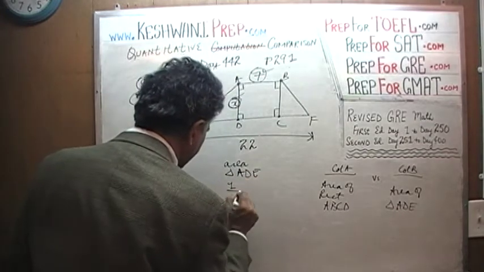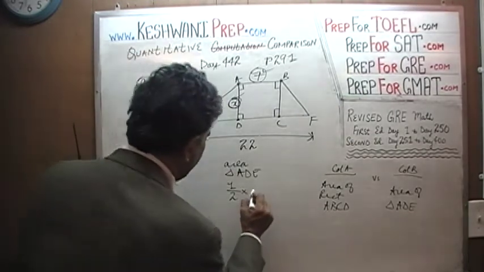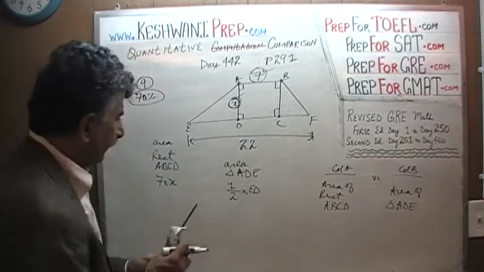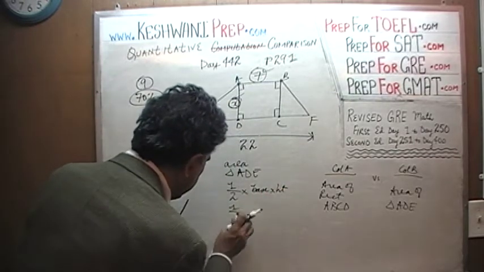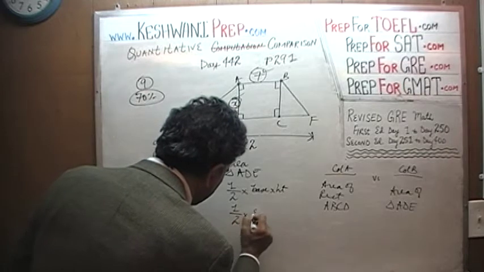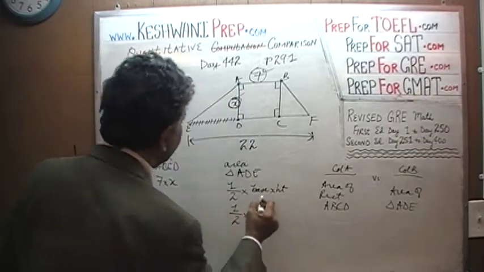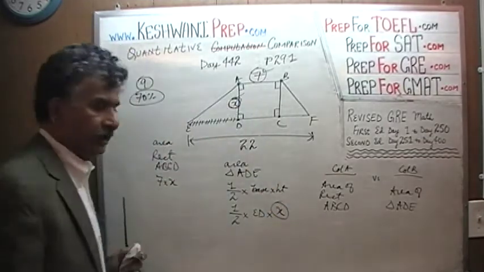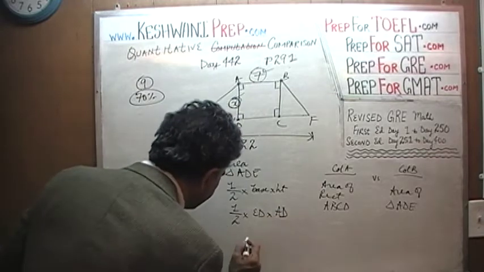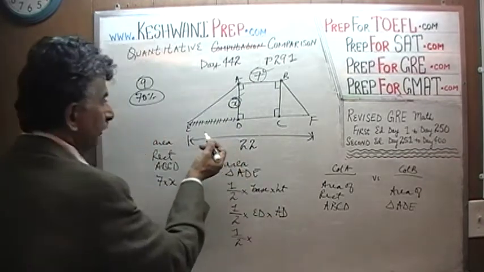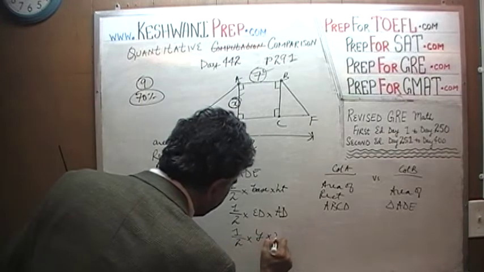Similarly, the area of the triangle ADE is simply 1/2 base times height. The base is ED, and the height is X, which is A to D. So it boils down to 1/2 E to D times X, but we do not know how much E to D is. This is an unknown quantity. Let's call it Y. So it's 1/2 Y times X.